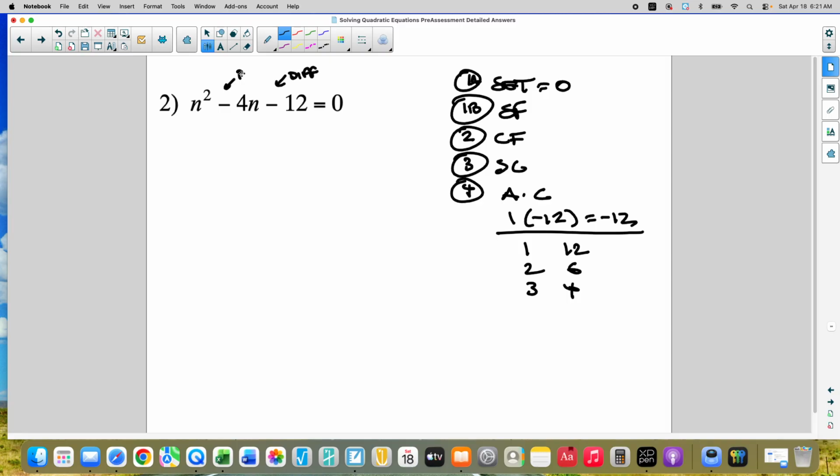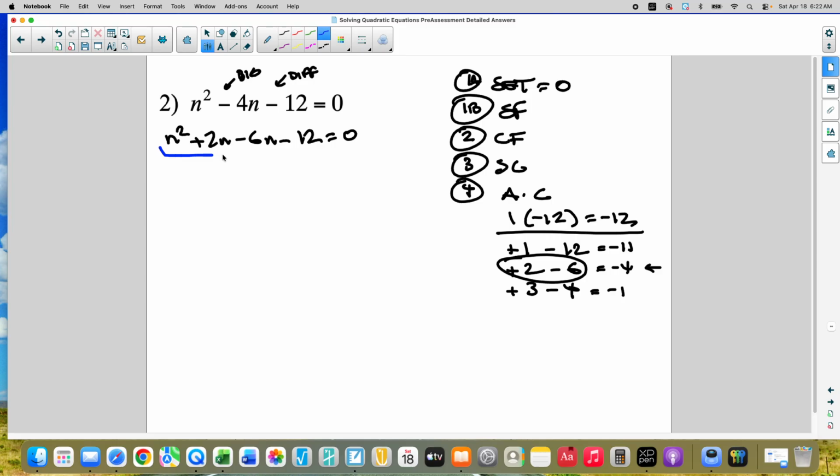and the bigger is negative. So the bigger is negative. These are all the bigger factor pairs. These are all the smaller factor pairs. This gives us negative 11, negative 4, negative 1. Negative 4 is my middle, so I'll use these 2 terms. N squared plus 2n minus 6n minus 12 equals 0. We're going to group these 2 and group these 2.